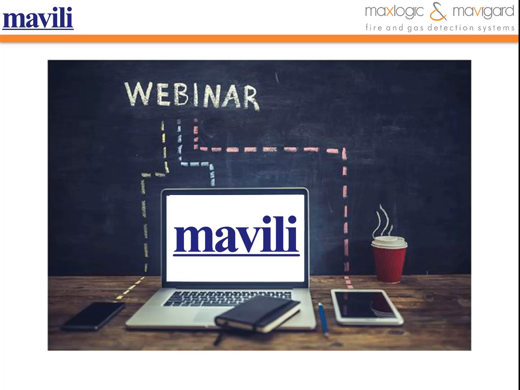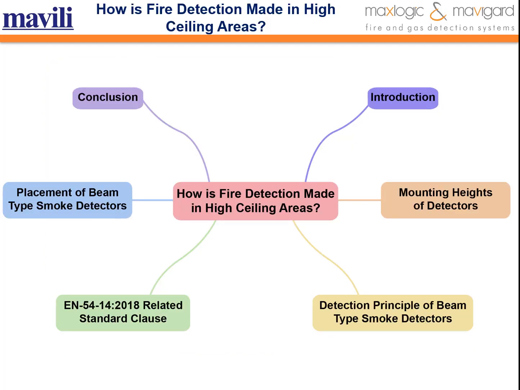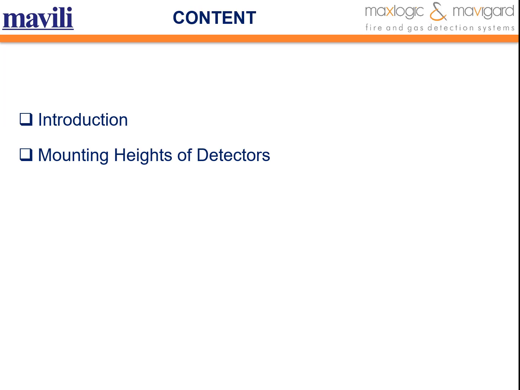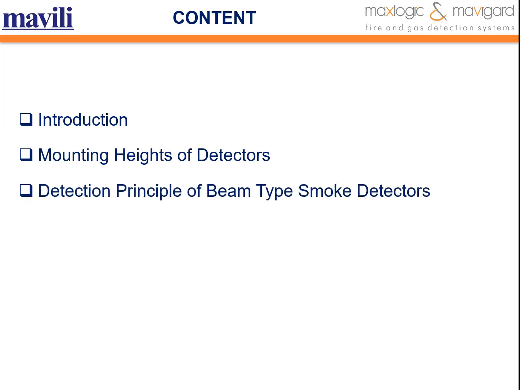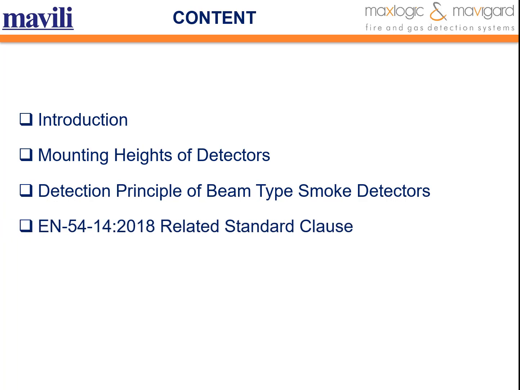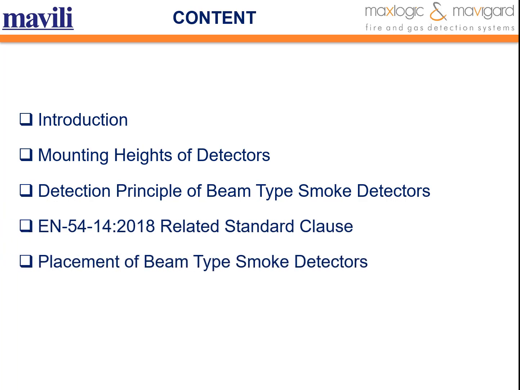My name is Serhat and today's webinar topic is how fire detection is made in high ceiling areas. Here are the contents for our webinar: introduction, mounting heights of detectors, detection principle of beam type smoke detectors, EN54 related standard clause, placement of beam type smoke detectors, and conclusion.